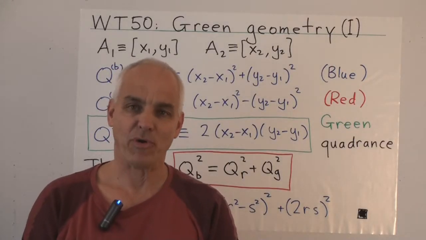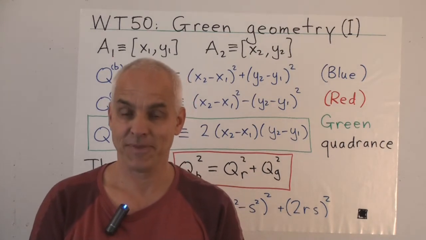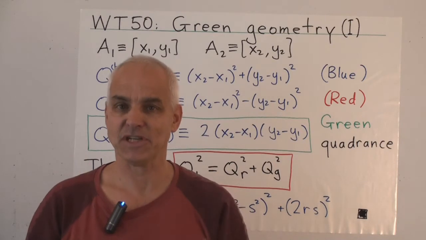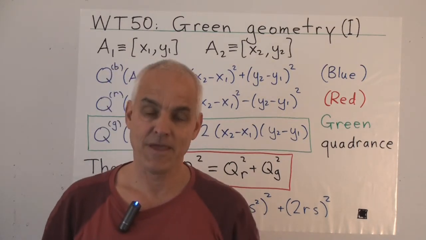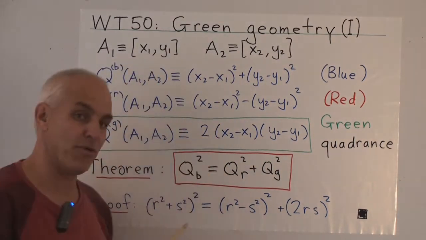Hi, I'm Norman Wildberger, and today we're going to introduce green geometry, which is a variant to red relativistic geometry that we've been talking about in the last few videos. Alright, so what is green geometry? Well, let's start by reviewing the blue and the red ones.